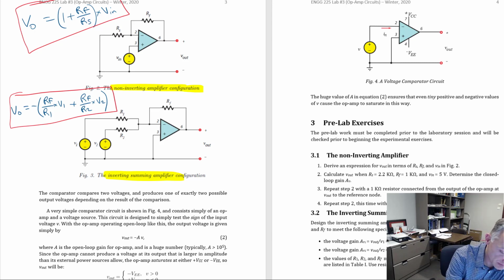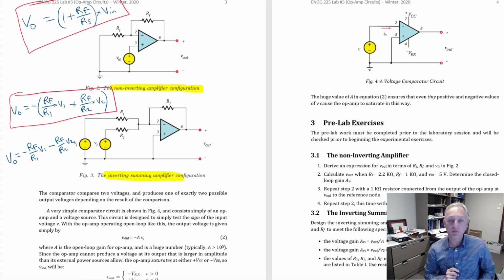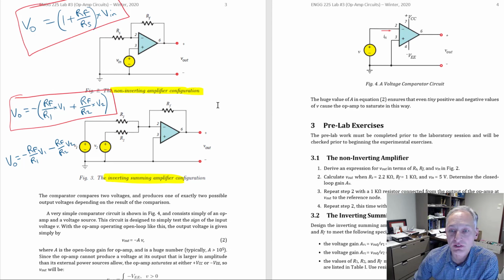But we may find it perhaps more handy to think of that equation by just multiplying out the negative sign through it. So RF over R1 times V1 minus RF over R2 times V2. That might be easier to work with in some cases. So think about that equation as well. Okay. So those are the basic circuits.